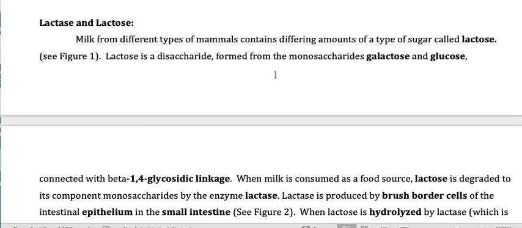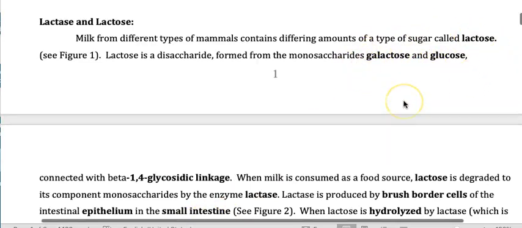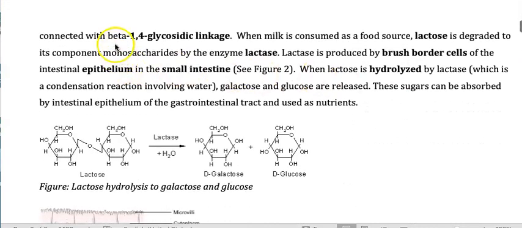Now, I just want to review for us these two important molecules that we're working with today, lactase and lactose. Milk is the source of our lactose sugar, and lactose can be found in all different kinds of milk that comes from mammals anyway. Lactose is actually a disaccharide. It's a molecule that's composed of two simple sugars bonded together. Those sugars are galactose and glucose. These sugars are joined together with a beta glycosidic linkage.